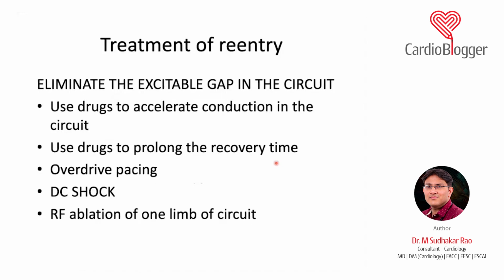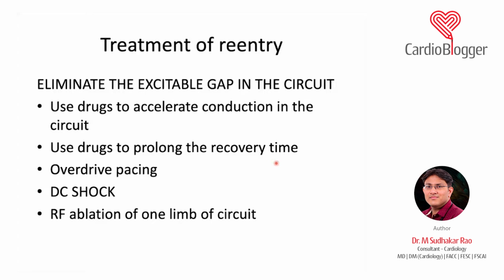Now the treatment of re-entry. How do you treat this re-entry? You have to eliminate the excitable gap in the circuit. So how do you eliminate the excitable gap? There are two things. Either you have to accelerate the conduction, or you have to prolong the recovery time. One of these things you have to do. So either you give a drug to accelerate the conduction in the circuit, or you give a drug to prolong the recovery time. Third, as I already told you, is overdrive pacing. Put a temporary pacemaker and pace at a rate more than the arrhythmia rate. It will do the entrainment and it will reset the arrhythmia. Then you give the DC shock.